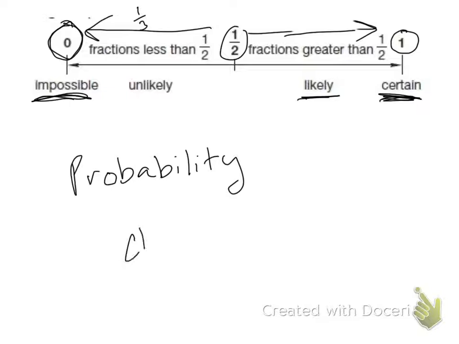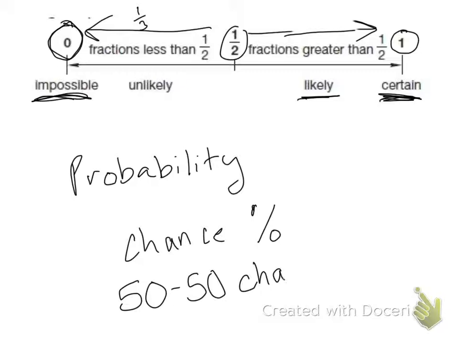Now, the word chance is used to describe the likelihood of an event in a percent form. So we just say there's like a 40% chance of rain. Okay, that means there might be rain. What if we said it's a 10% chance of rain? That means we probably won't get rain that day. Okay, if we say we have a 50-50 chance, that means that an event is equally likely to happen. It's 50%. Okay, so it may or may not happen.